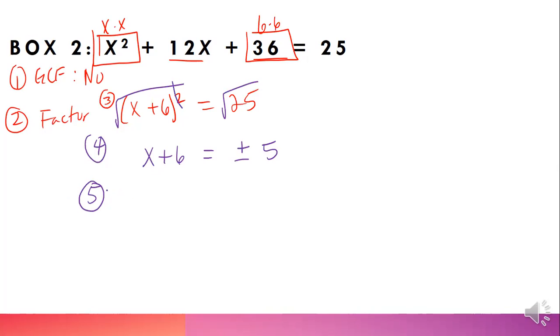Step 5 is to add or subtract to get x by itself. In this case, what am I doing? I'm subtracting 6 from both sides. That's going to leave me with x equals negative 6 plus or minus 5. Notice how it's written.